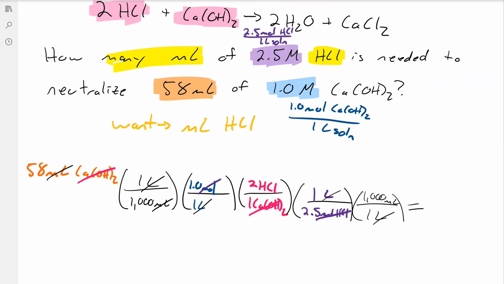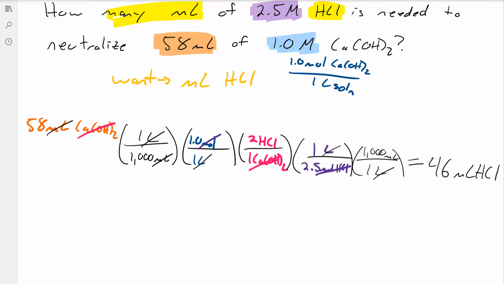And then I'll go ahead and do all the calculations. Note how I'm not doing any calculations till I get to the very end of the question and everything is neatly organized. And I end up with 46 milliliters of HCl. So that's how many milliliters of my HCl I need to neutralize that volume of calcium hydroxide.